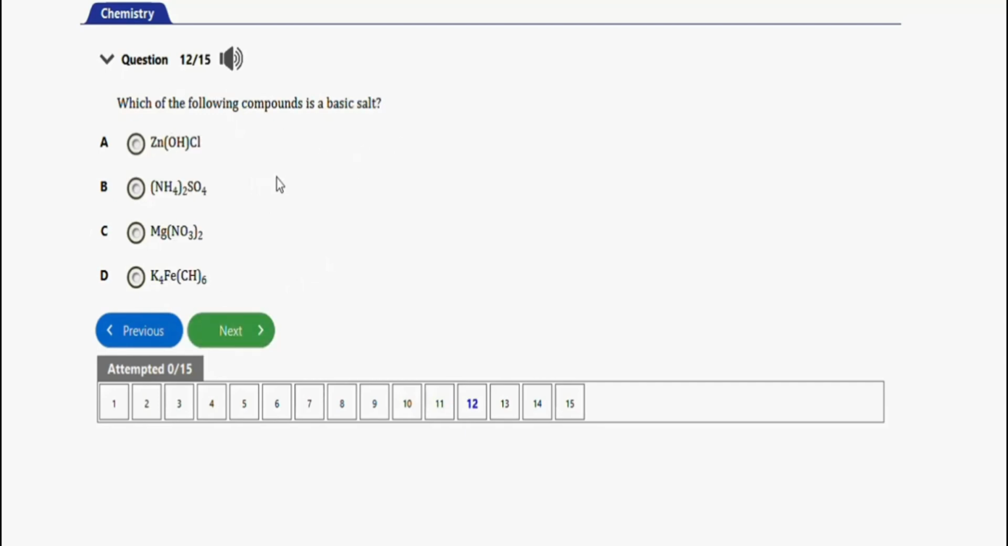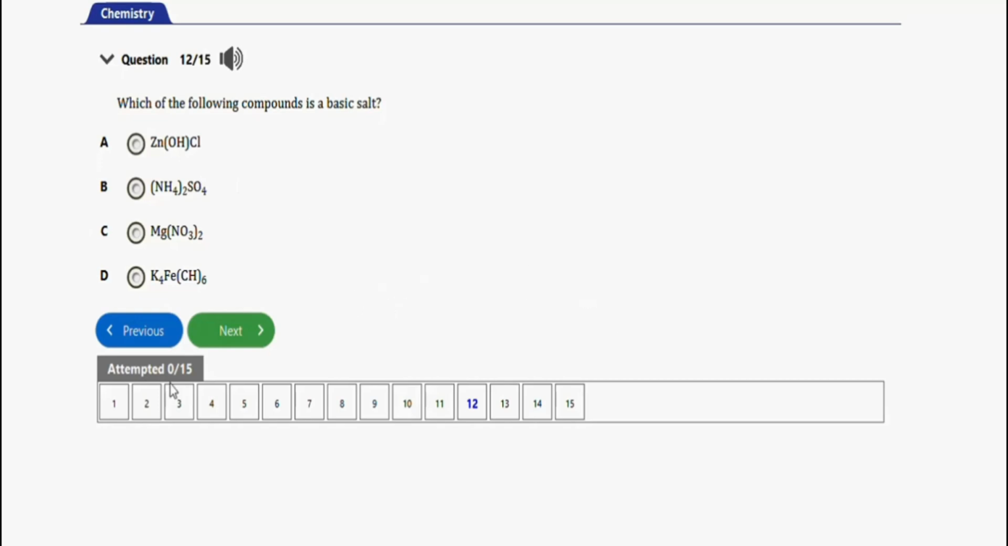So the one that has hydroxide in it will be the answer. We are talking about base. Let hydroxide be registered in your mind, okay, to recognize this. So the right option here is option A, which is zinc hydroxide chloride.